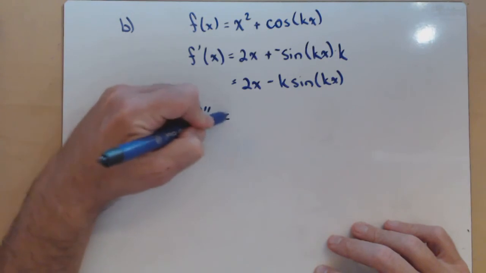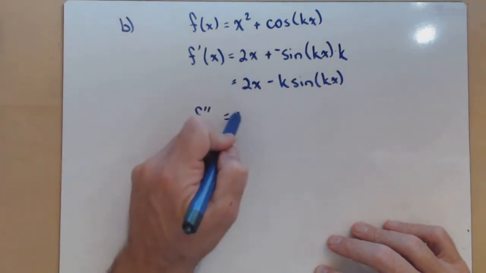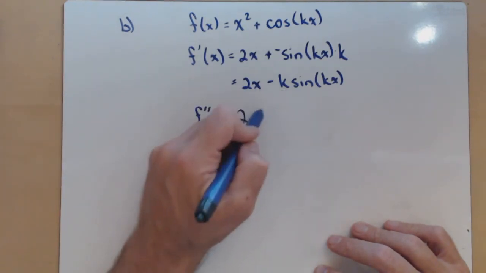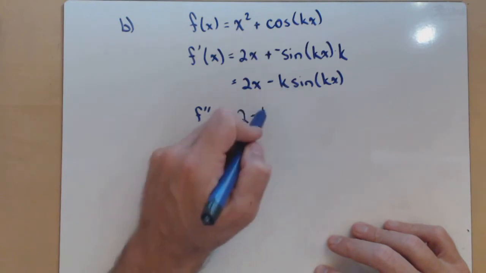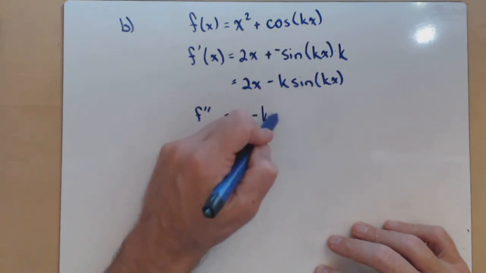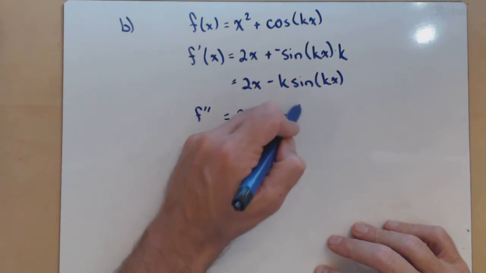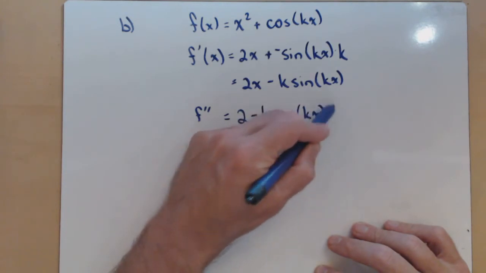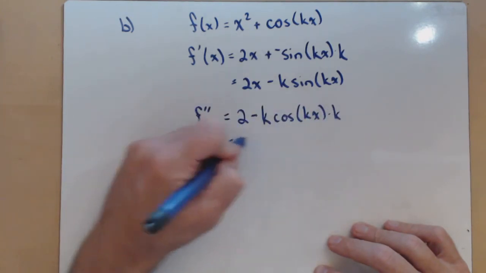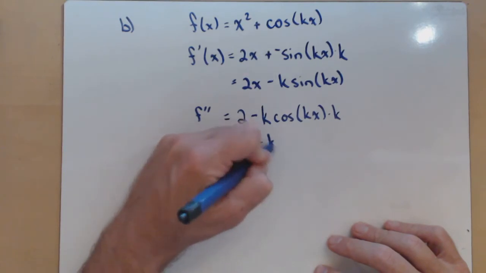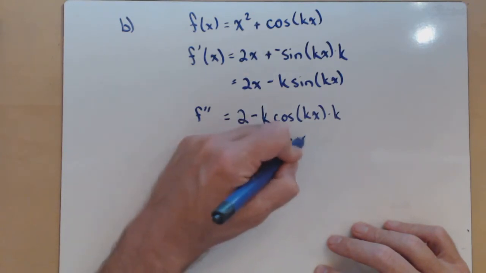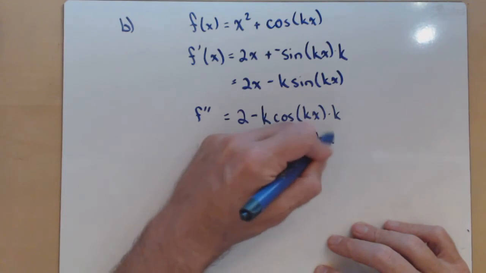F double prime is the second derivative of this. Derivative of 2x is just 2. And we're going to have pretty similar here. We're going to have, so k, derivative of sine is cosine kx times the derivative of the inside, which multiplies by another k. So we have 2 minus k squared cosine of kx.